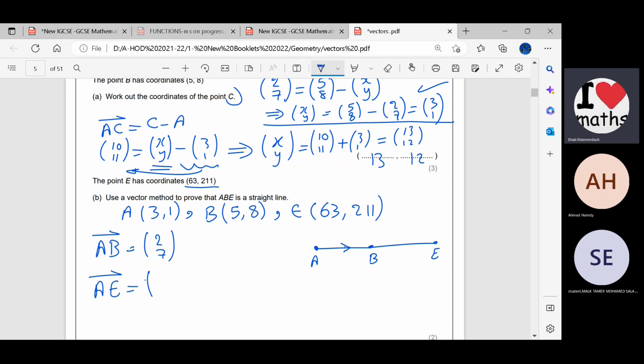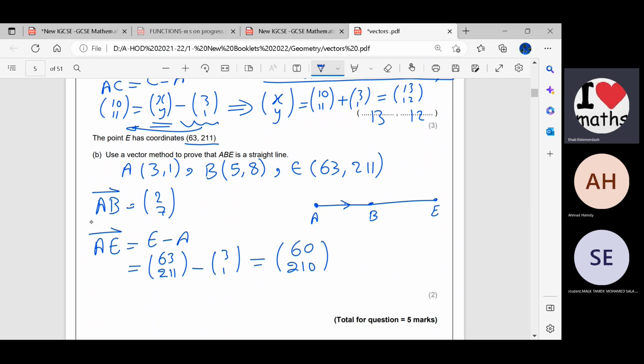جبناها منين دي؟ أنا عندي هنا 63 and 211. If I have to go through it as usual, AE will be as follows. It is E minus A. طيب what is the point E? 63 and 211 minus البوينت A اللي كانت عبارة عن 3 and 1. طيب مين طلع الانسر؟ 60 and 210.